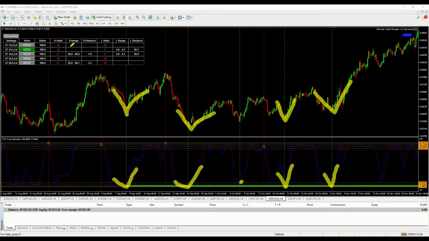What is the hidden level of support? The hidden level of support is 0 to 4.3%. You can see it's over here. Most people look at stochastic as 80-20.